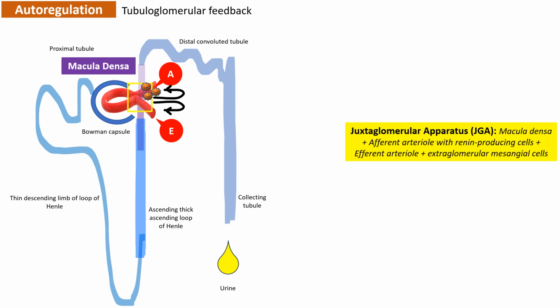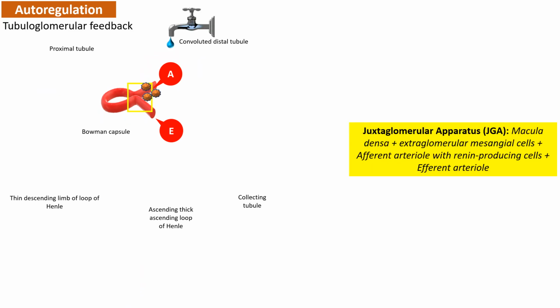The macula densa, afferent and efferent arterioles, and extraglomerular mesangial cells make up the juxtaglomerular apparatus. Let's see how tubuloglomerular feedback works. Imagine we have high blood flow going into the afferent arteriole.